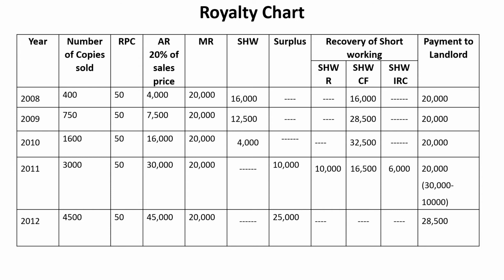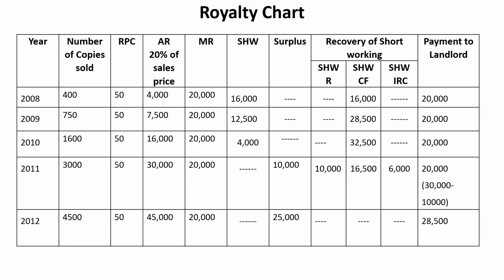Now 2011. The copies sold are 4,500, so actual sales will be 4,500 into 50, which is 2,25,000 as actual sales. The royalty is 20%, so we get 45,000 as actual royalty. The minimum rent is 20,000. Again, the royalty is more than minimum rent.